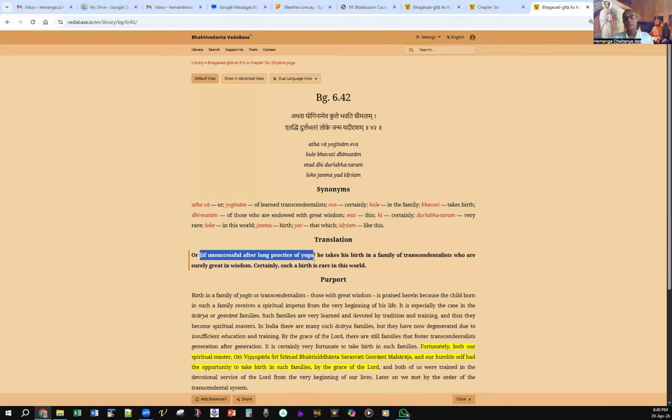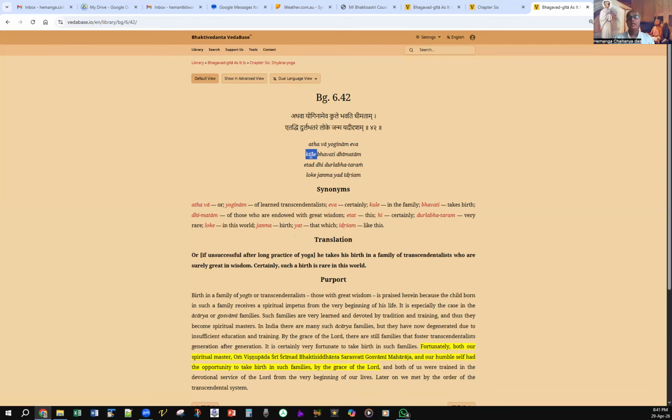One example you can remember, everyone knows Bharat Maharaj. Bharat Maharaj was in a bhava stage, but later in his life something happened and he could not achieve the perfection. But he achieved the perfection in the third life. So we are talking about those yogis. Athva, or, case 1 or case 2. So Athva Yoginam Eva. That sort of yogi who has again done a lot of tapasya in the past birth. Kule Bhavati Dhimatam.